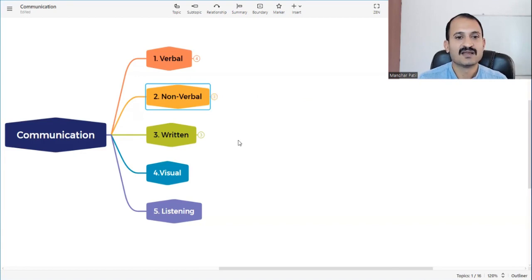Okay. The third one is written communication. This is the professional one. Whenever you want to apply for a post, for any kind of job or vacancy, whenever you want to complain about somebody, whenever you want to show your potential in the form of a CV, that time written communication comes into the picture.